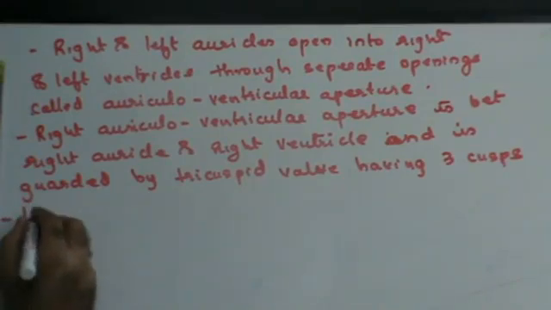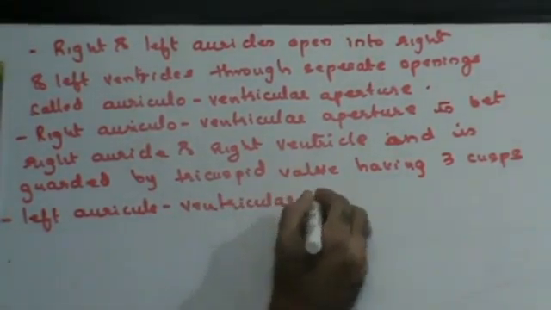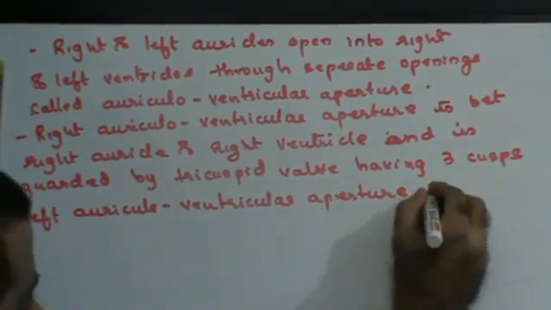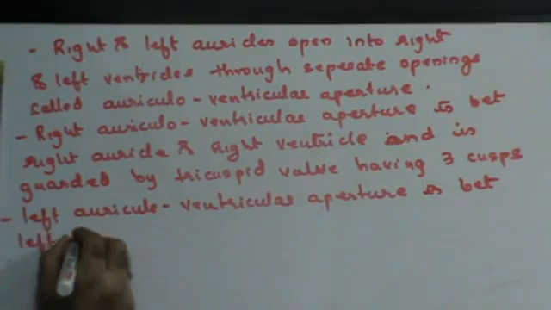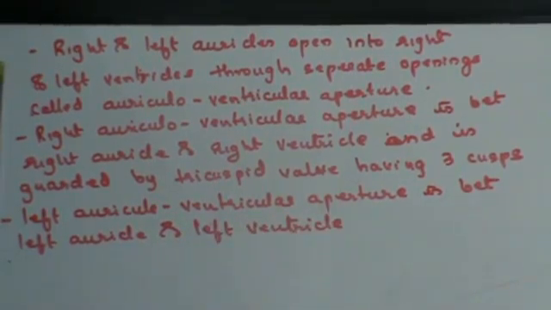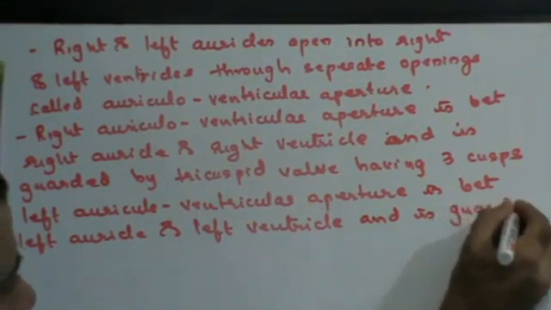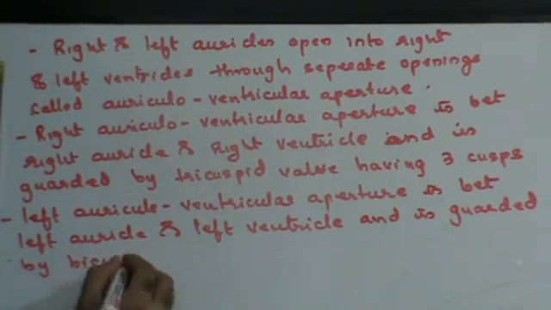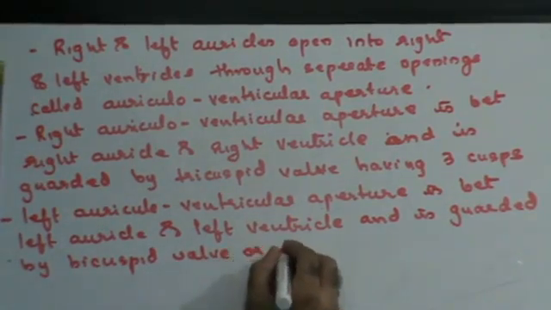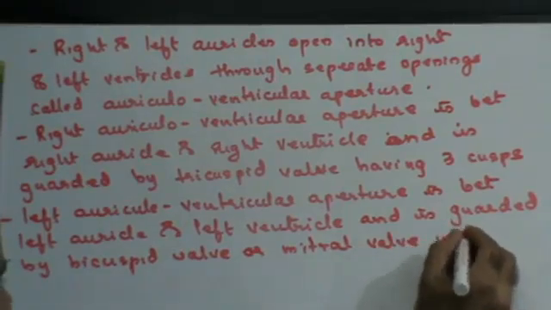The left auricular ventricular apparature is between the left auricle and the left ventricle, and is guarded by the bicuspid valve, which is also called the mitral valve, with two cusps.